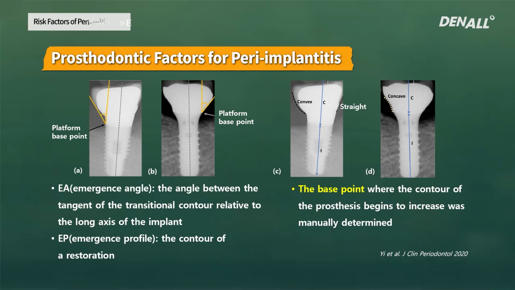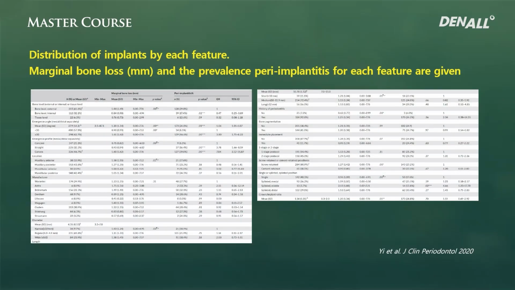This is a paper published in 2020. Here, the emergence angle is between the tangent of the transitional contour relative to the long axis of the implant. It is about the emergence angle and its relations to peri-implantitis prevalence, whether the angle is more than 30 degrees or less than that, or if the emergence profile is straight, convex, or concave. And various implant types, including the diameter, they're all summarized here.